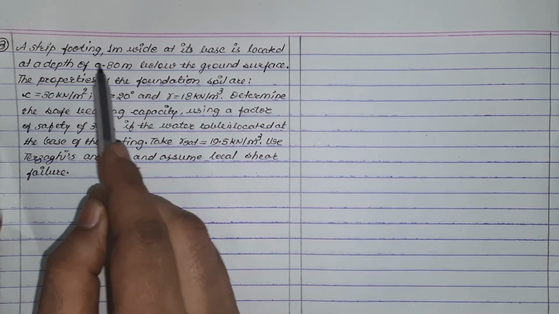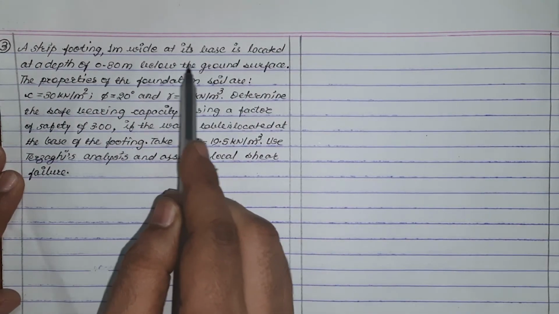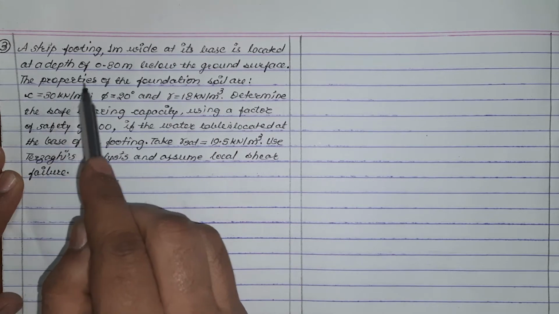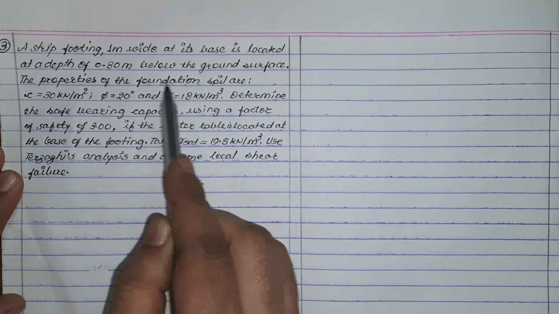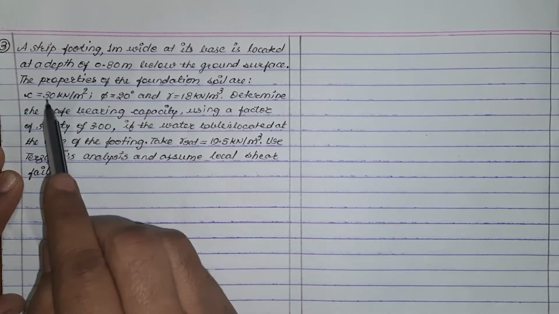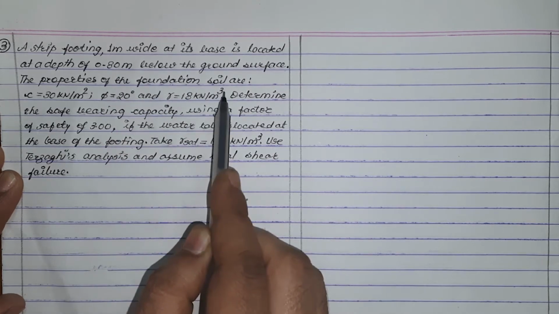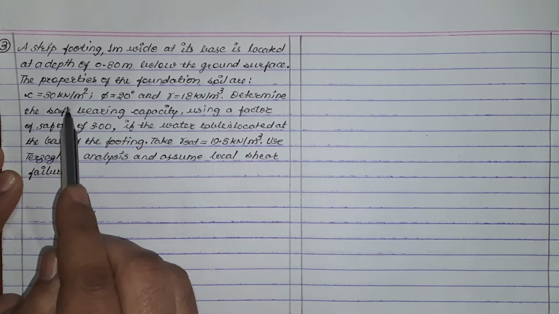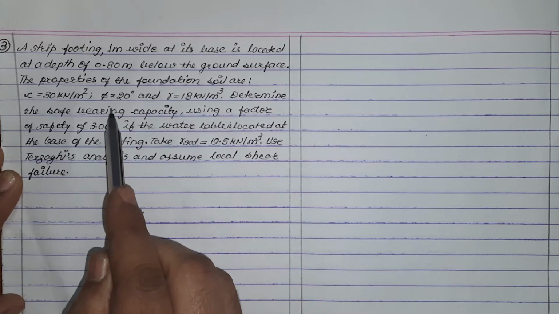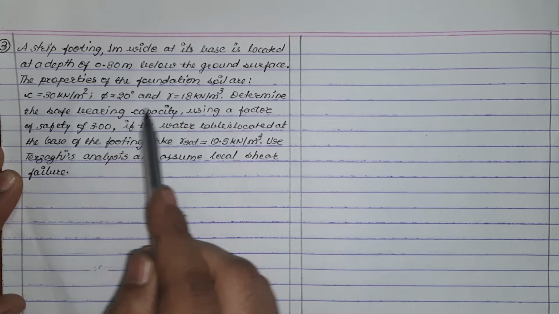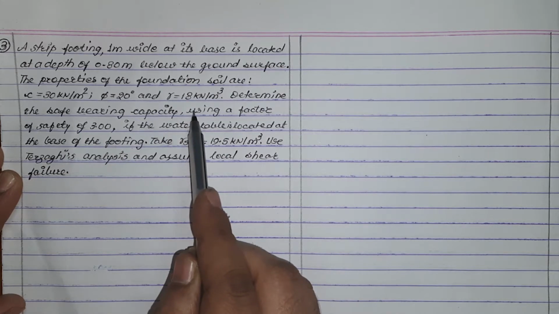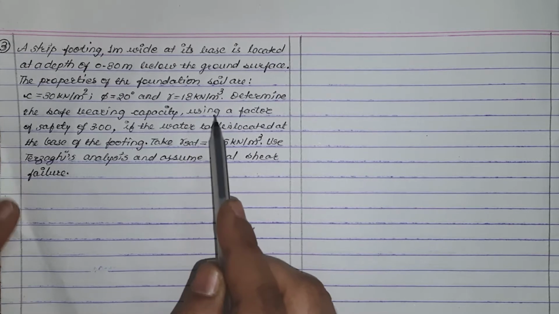A strip footing 1 meter wide at its base is located at a depth of 0.8 meter below the ground surface. The properties of the foundation soil are cohesion 30 kN per meter square, angle of internal friction 20 degrees, and unit weight of the soil 18 kN per cubic meter.